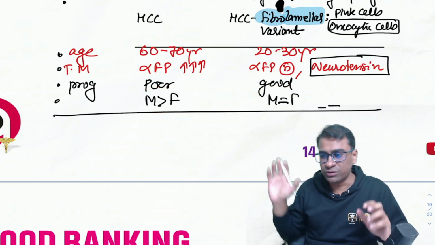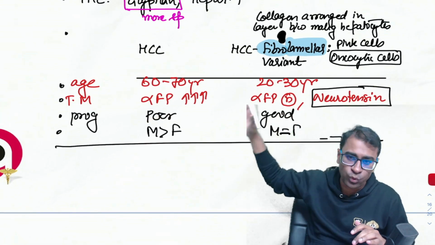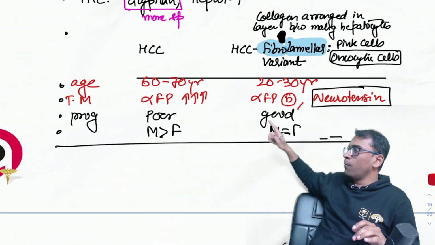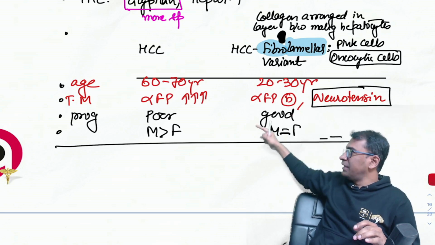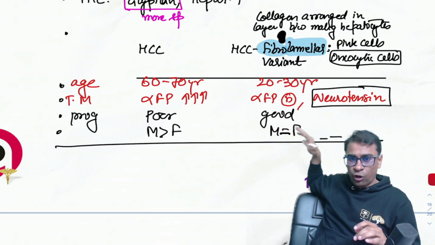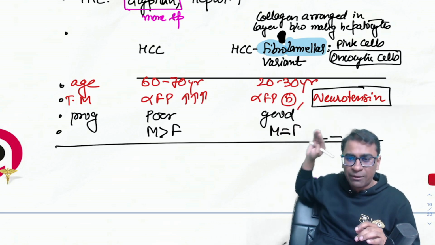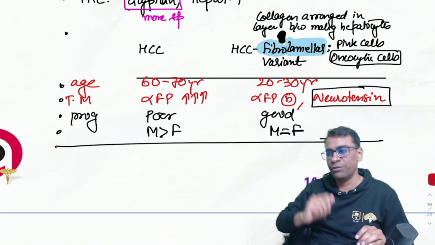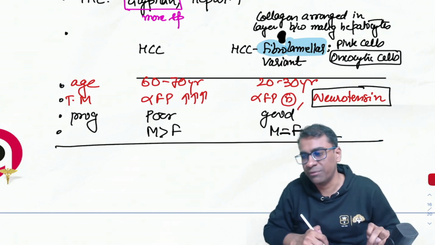and male is equal to female in the fibrolamellar variety. So this is very important to understand. These are very frequently asked. The fibrolamellar variety of HCC has male equal to female, young age, and AFP is normal.